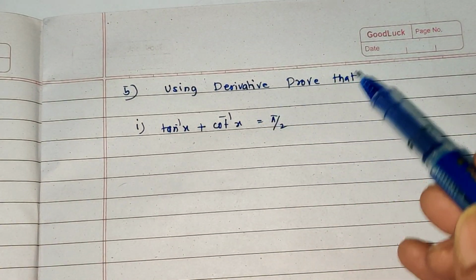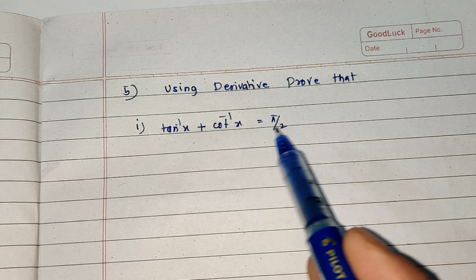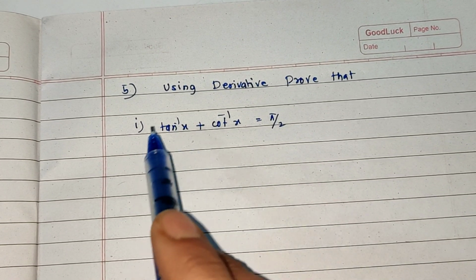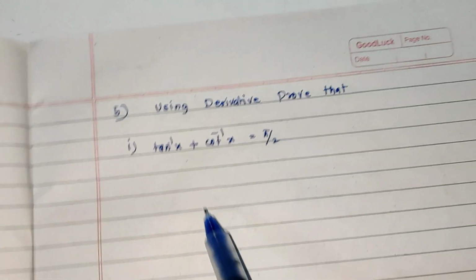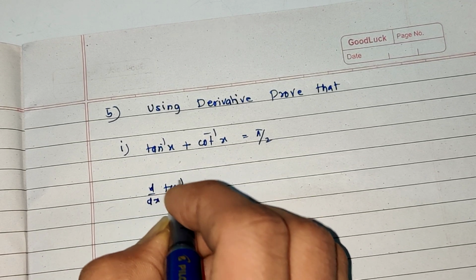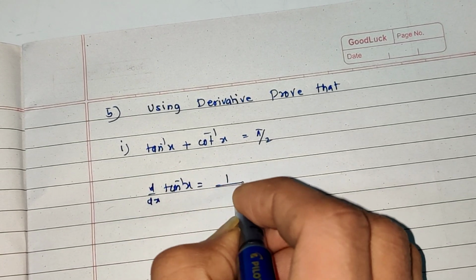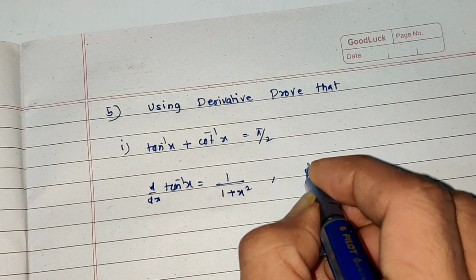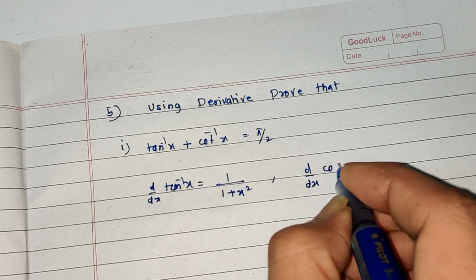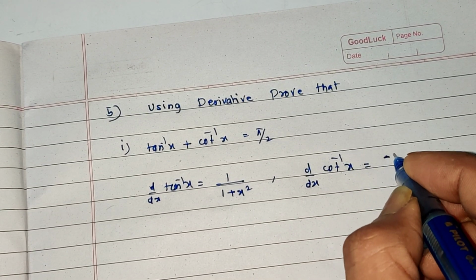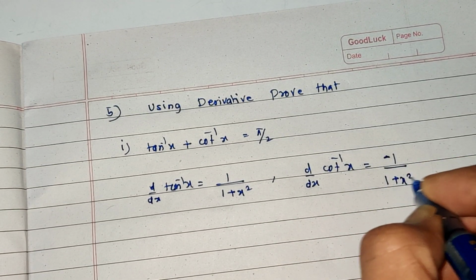Using derivative we prove tan inverse x plus cot inverse x is equal to pi by 2. This identity we prove. For that, the derivative of tan inverse x formula is this. The derivative of tan inverse x is 1 upon 1 plus x square, and the formula for the derivative of cot inverse x is equal to minus 1 upon 1 plus x square.